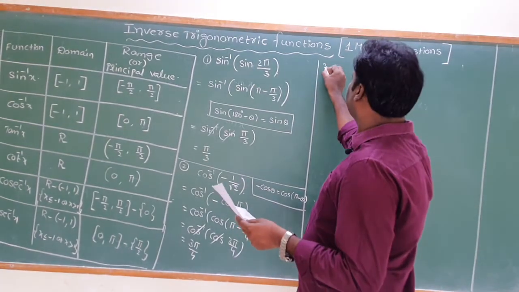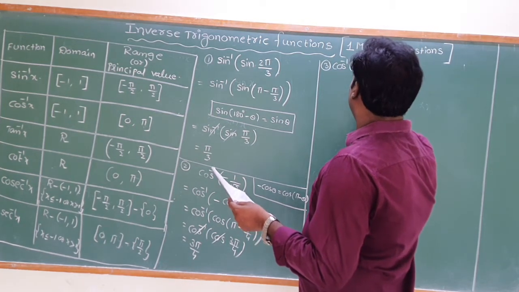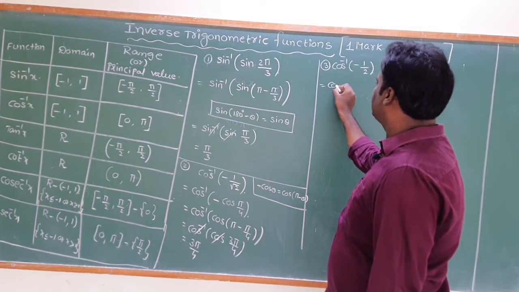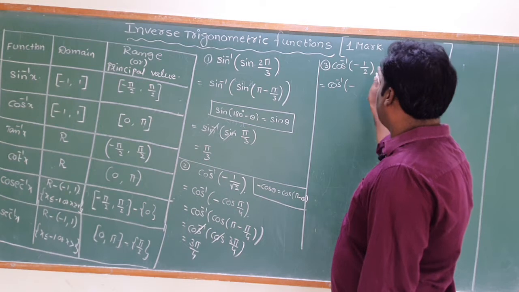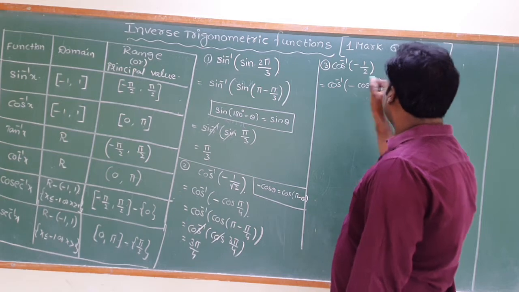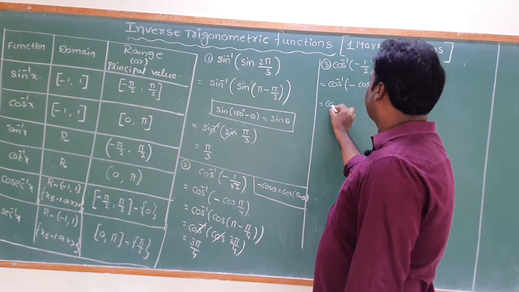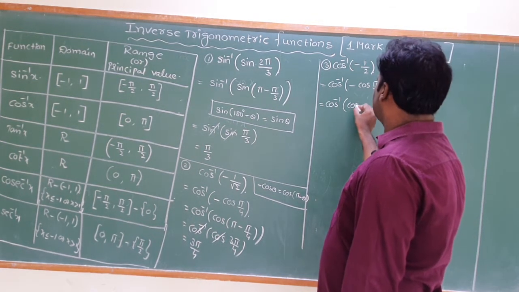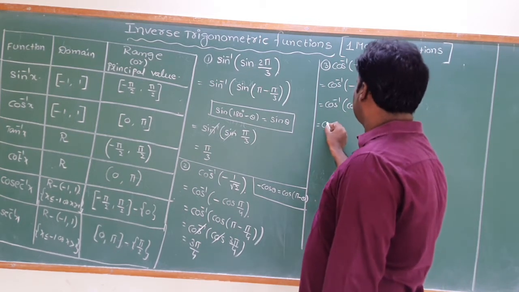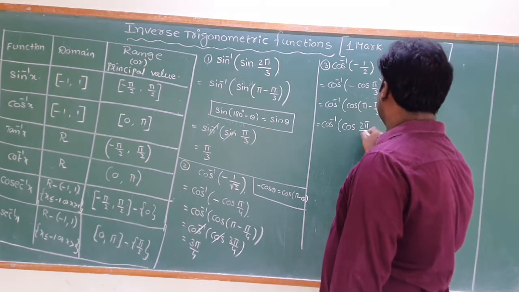Next, third, same method. We need to find the value of cos inverse of minus 1 by 2. I can write cos inverse of minus 1 by 2 as cos 60. Minus cos theta, what can I write? Cos of pi minus theta. Cos inverse of cos of pi minus pi by 3, that is 2 pi by 3.